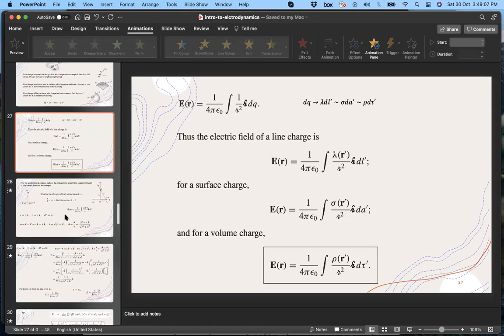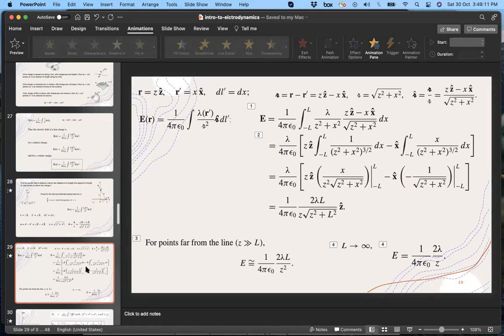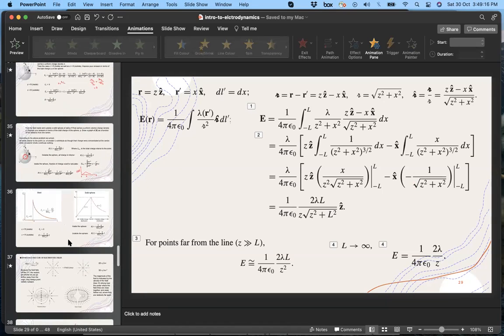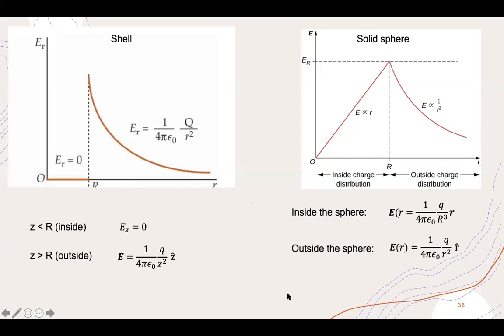Then afterwards, we discussed a lot of problems. Let me just go through it quickly because we had discussed it. And lastly, we discussed in a previous lecture how, for a shell and a solid sphere, the electric field varies accordingly. So for today's topic, let me now switch to presentation mode.